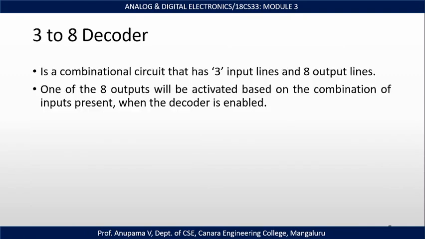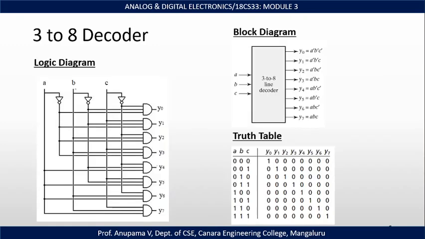Next topic is 3 to 8 decoder. 3 to 8 decoder is a combinational circuit that has 3 input lines and 8 output lines. One of the 8 output will be activated based on the combination of input present when the decoder is enabled. This diagram indicates the block diagram of 3 to 8 decoder. Here, 3 inputs are decoded into 8 outputs. Each output represents one of minterm of 3 input variable.